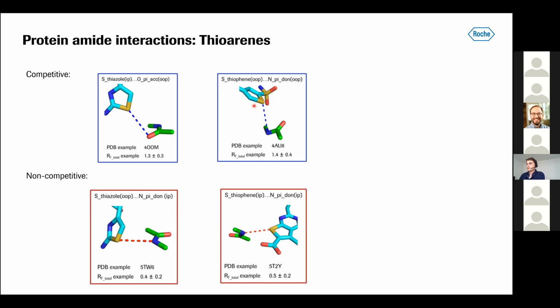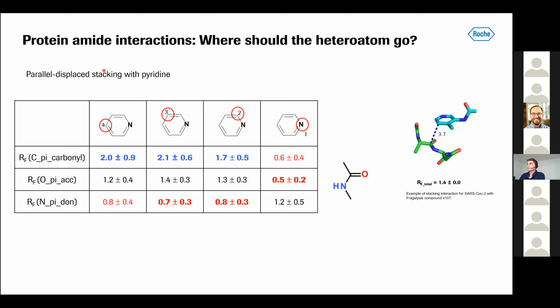For a face-to-face stacking geometry, we also see RF values above 1. Whereas if you move in plane of the amide and H, you have, of course, desolvation effects, which then lead to this very non-competitive interaction. So you can see that RF values are useful to query various aspects of molecular recognition. Here's another example for pyridine, where we looked at the stacking. And often in drug design projects, you might wonder if you have an aromatic ring above an amide, where do you want to put the nitrogen?